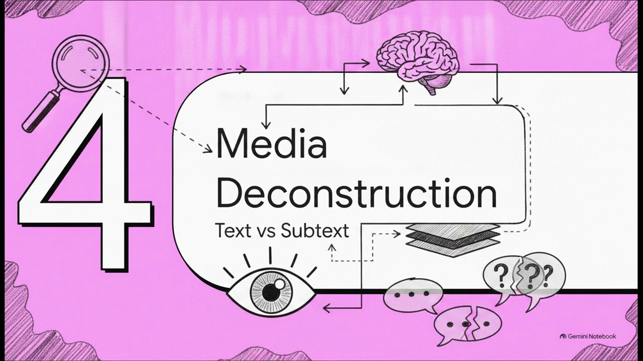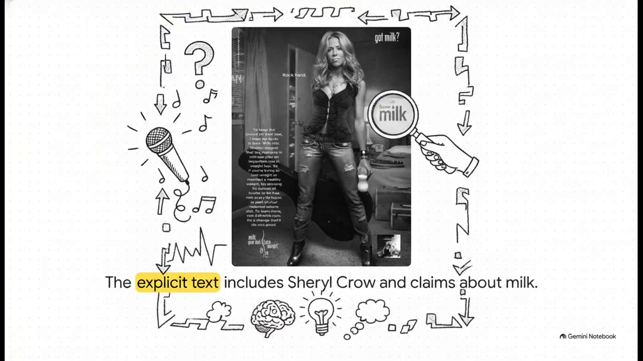Section 4, Media Deconstruction Model. Let's see this in action. We are going to apply this language of persuasion directly by analyzing a real piece of media. This is where we separate the physical reality of an ad from its hidden agenda. In media literacy, the text isn't just words in a book, it is literally everything you see and hear.